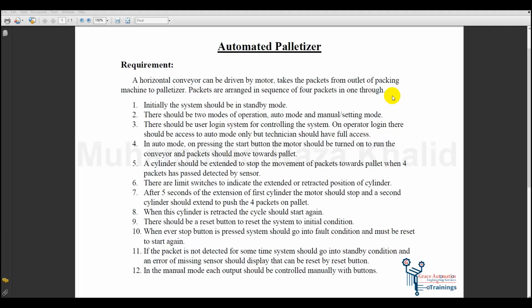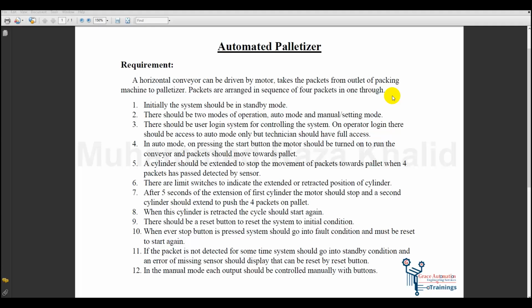So in the manual mode, that is accessed only by the technician, all the outputs were controlled manually. So separate buttons were provided for each of the outputs to control that in manual mode.